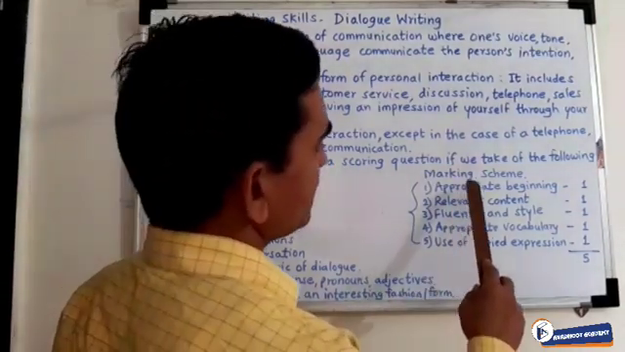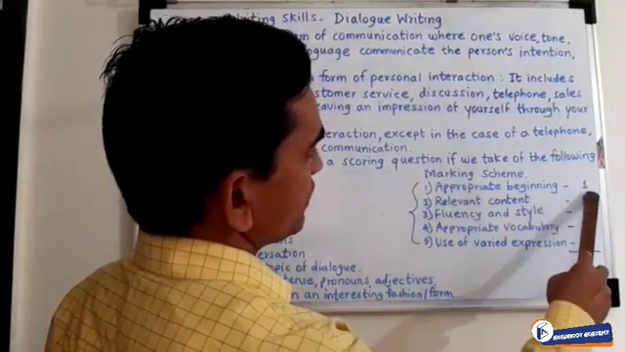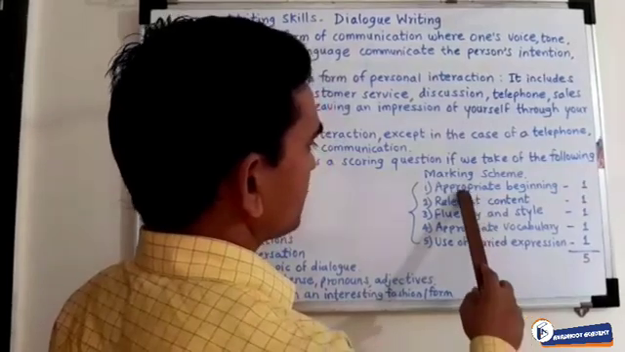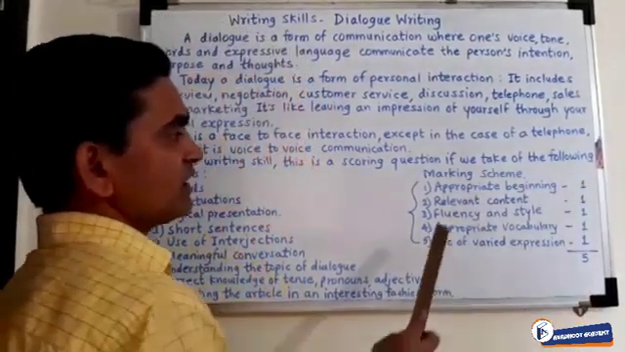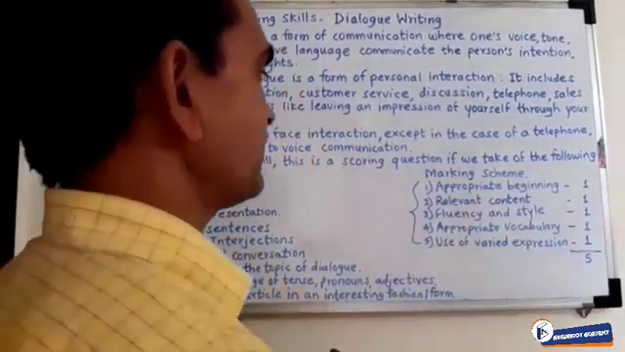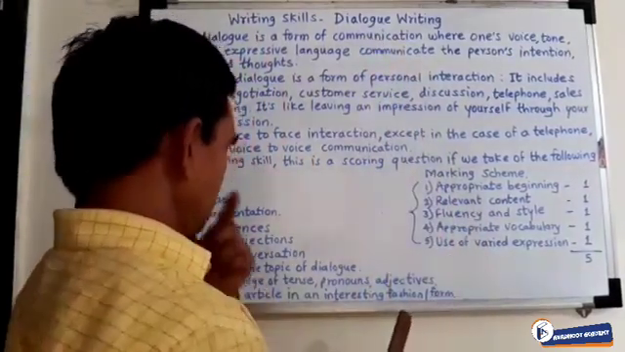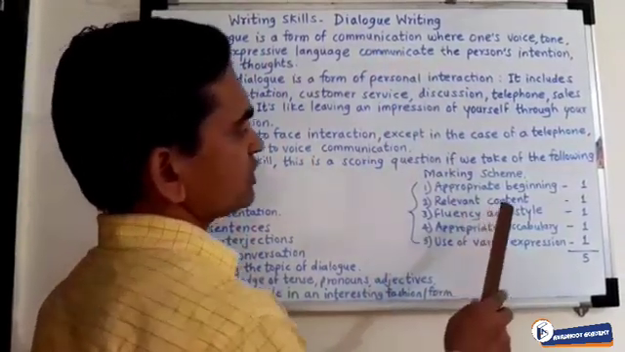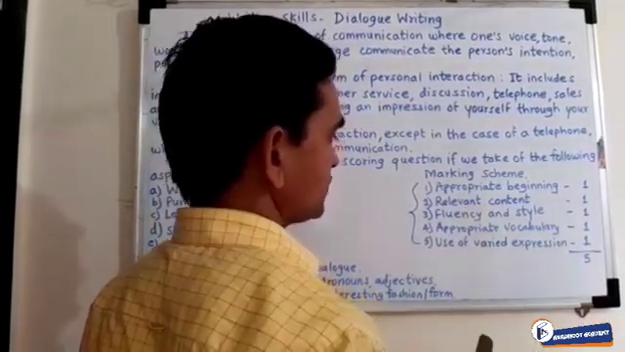Okay, if you are writing your dialogue, for the appropriate beginning, meaning a proper beginning, you will get 1 mark. Relevant content: the related topic you have to speak there, whatever the topic given in the subject. So you have to make your dialogues with relevant content, and that time you will get 1 mark for this one.